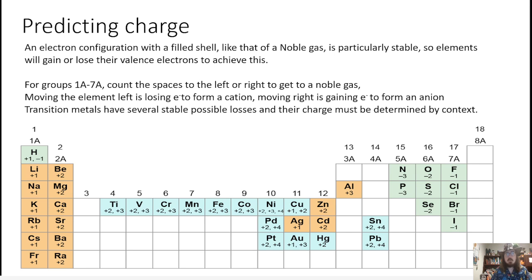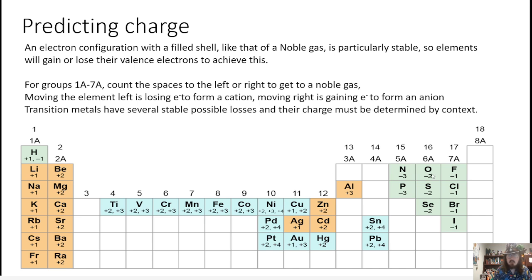So in our basic elements 1A through 7A, you can simply count the number of spaces that would have to move to the left or the right. Remember, losing electrons makes you more positive. So group 1A would move one to the left. It would have to lose one electron to make it positive 1, to make it like a noble gas. Group 2A would have to move 2 to the left, moving essentially beryllium would move boom, boom, and that puts us at helium over here.